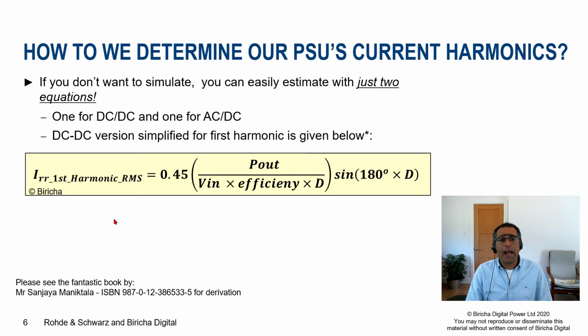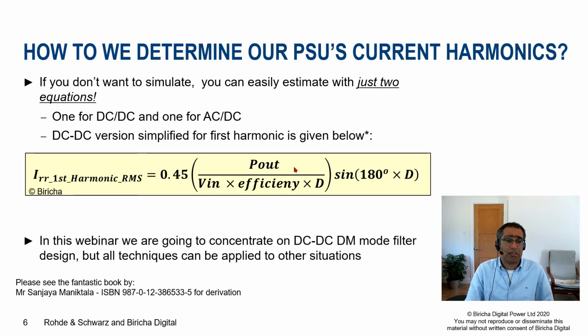Now, if you don't wish to use or you cannot use the FFT, then there are some very simple equations. The reference is given here, which allows you to estimate these values. So if you do not have a simulator, then the RMS value of your first harmonic for a power supply with this input voltage, this output voltage, this efficiency, and this duty can be calculated from this equation. And again, we have pushed this into a spreadsheet that will calculate it very, very quickly.